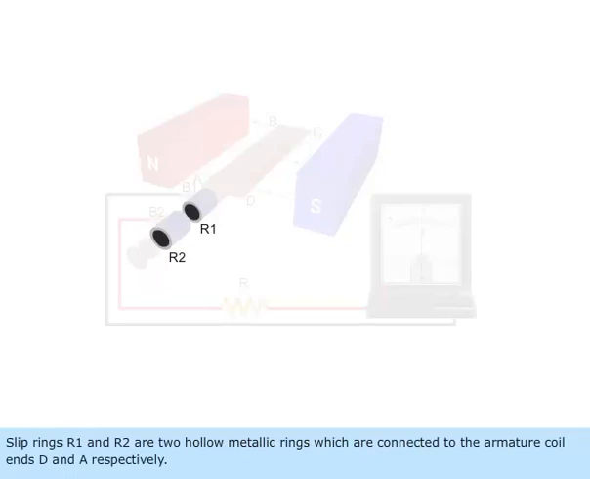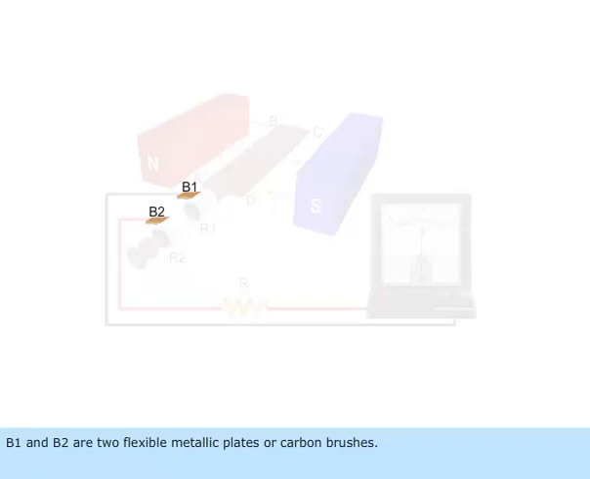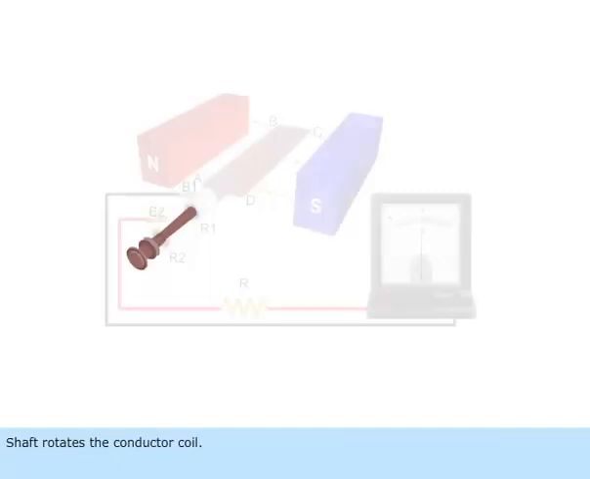Slip rings R1 and R2 are two hollow metallic rings which are connected to the armature coil ends D and A respectively. B1 and B2 are two flexible metallic plates or carbon brushes. B1 and B2 are in contact with the slip rings R1 and R2 respectively. They press themselves against the rings and pass current to the external circuit. Shaft rotates the conductor coil.